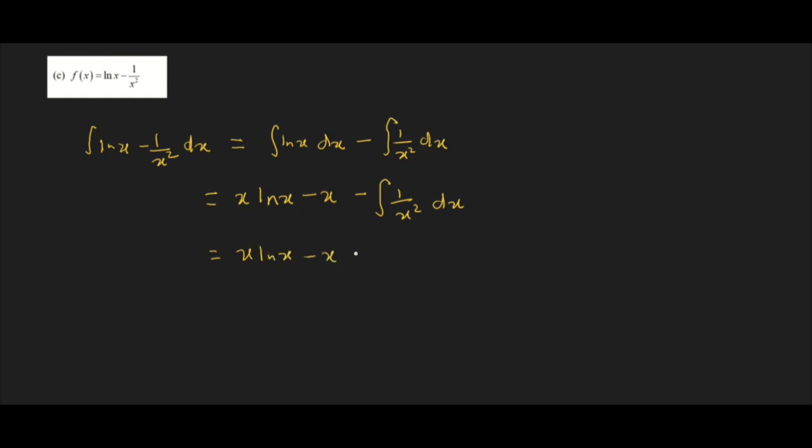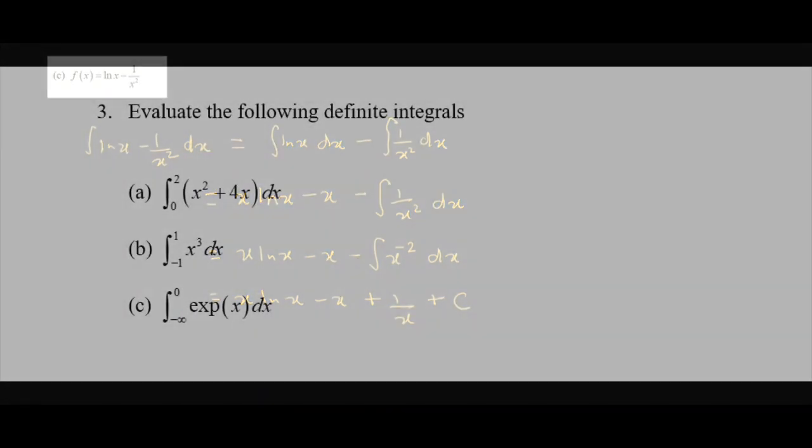So we have x log x minus the integral of x to the minus 2 dx, and we use the standard power function rule to integrate that. So we get x log x minus x minus the integral here, which is simply going to be minus 1 over x, so the two minuses cancel, leaving us with plus 1 over x plus the constant.